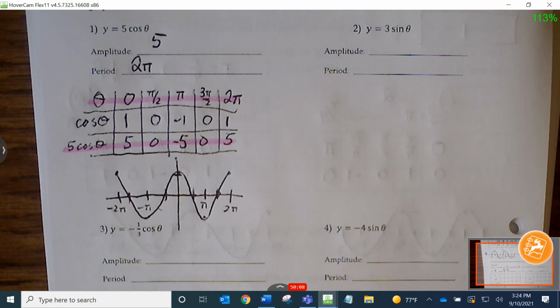Okay, your homework is just to finish this page. Most of you guys did, so I'll check this off. Good.